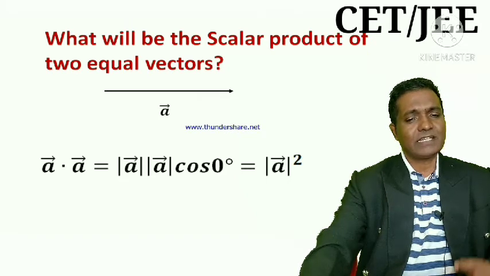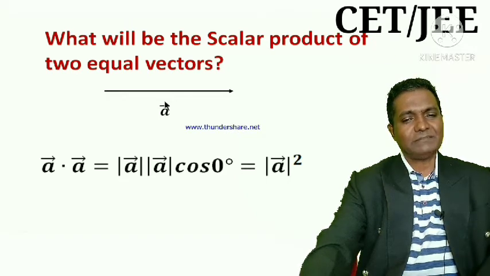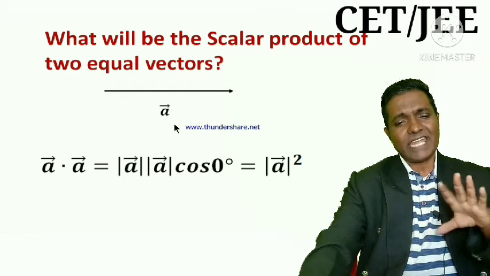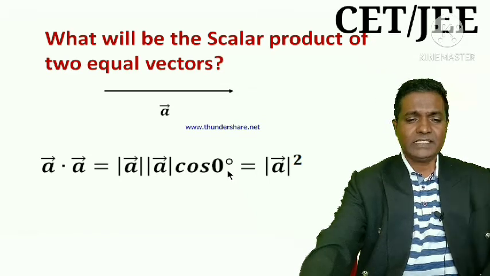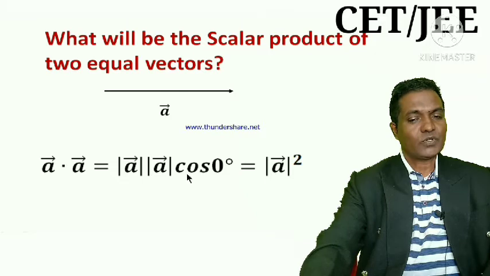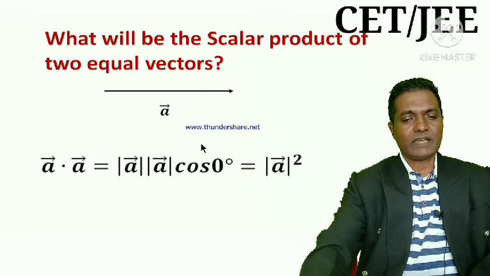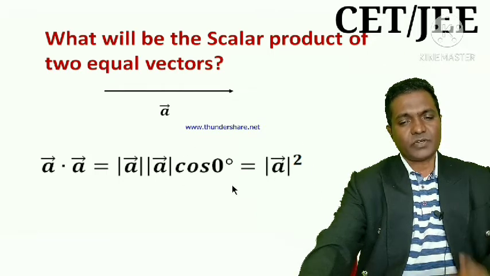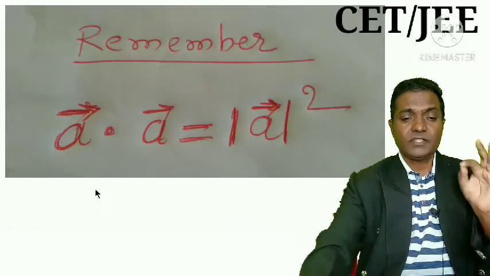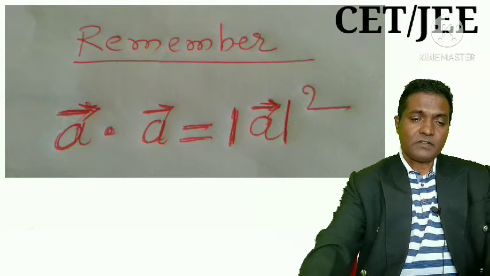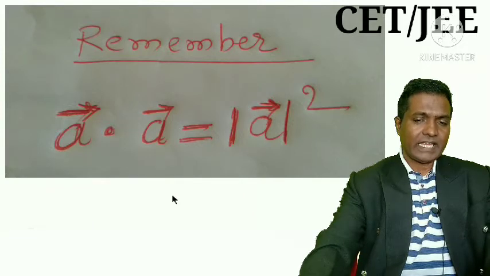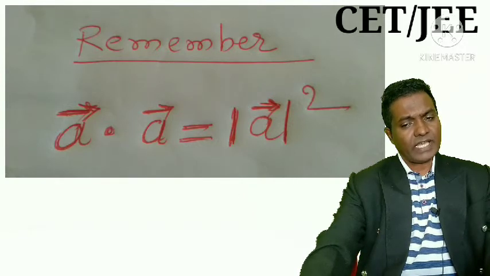It's absolutely clear that the angle between vector A and vector A itself is 0 degree. So cos 0, as we all know, is 1. So magnitude of A into magnitude of A is magnitude of A square, because the cos of 0 degree is 1. So a very important relation to be noted, that is vector A dot vector A is magnitude of A square.